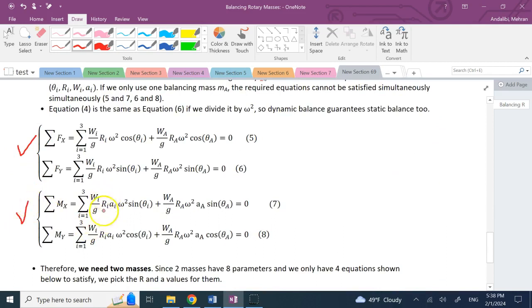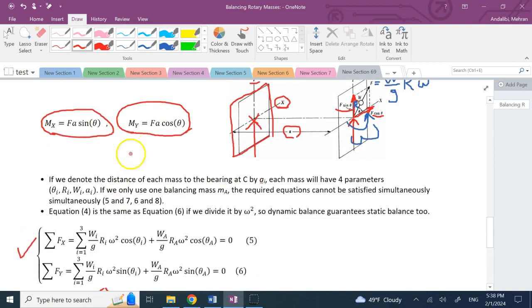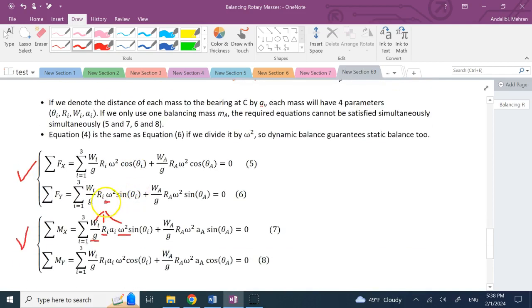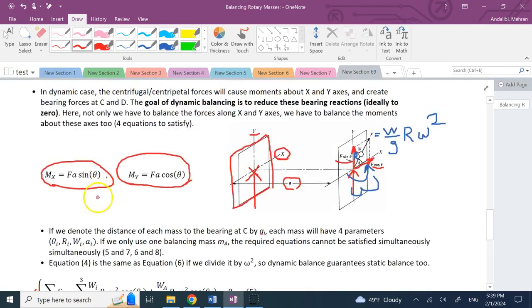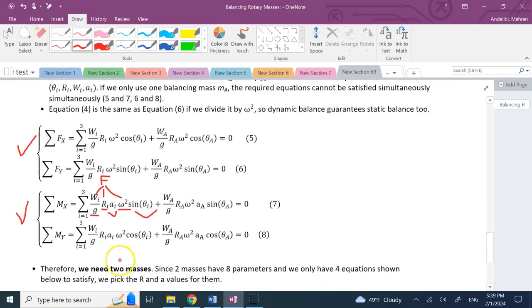Okay, where you can see that here the m times r omega squared, this is your F force. These 3 will form the F force that you had in this picture above. That's your F force, and you have your A here, and you have your sine theta. So it's exactly this formula. And similarly for the bottom one, you have cosine theta.